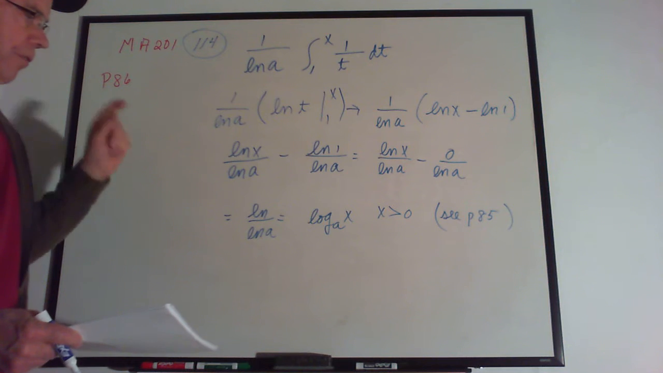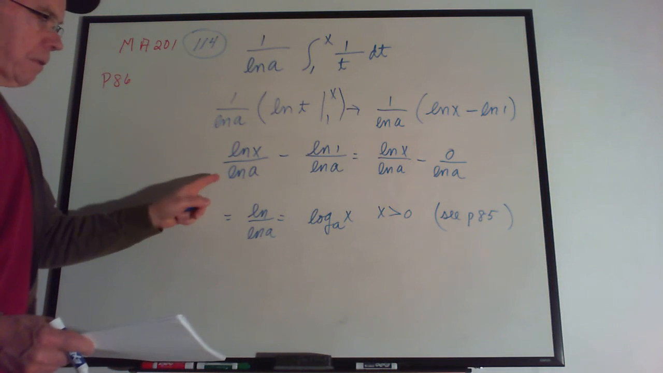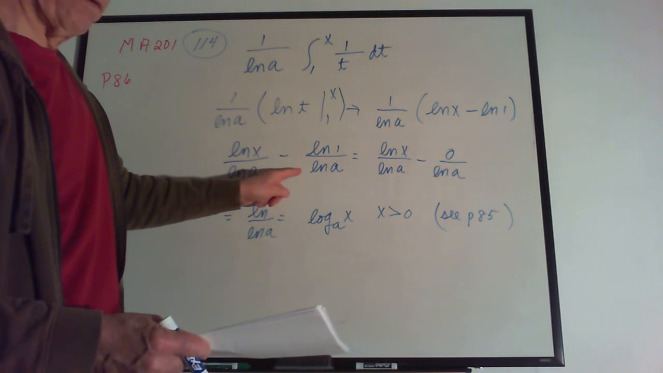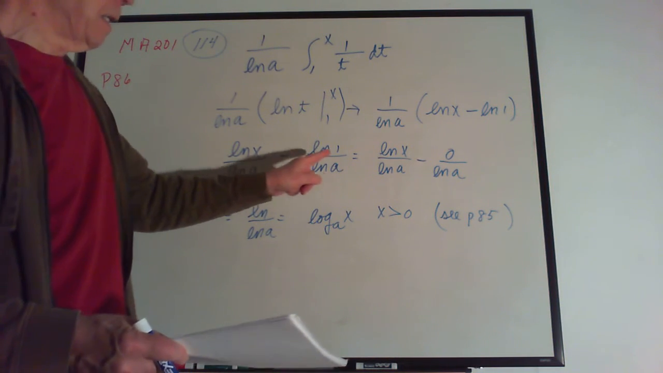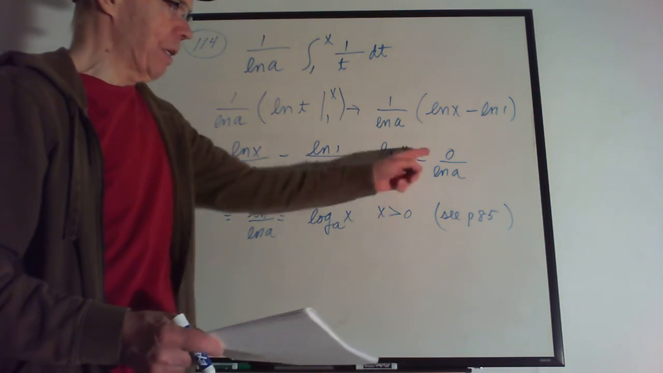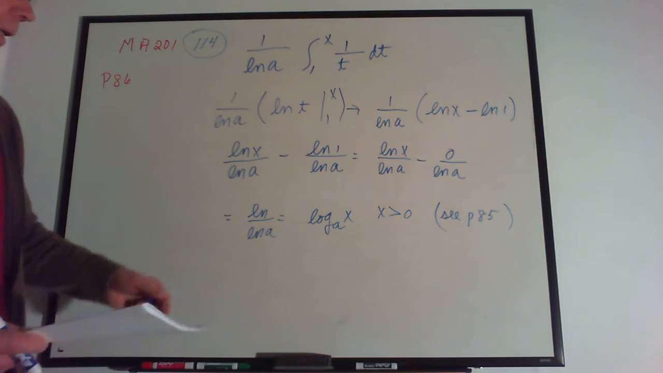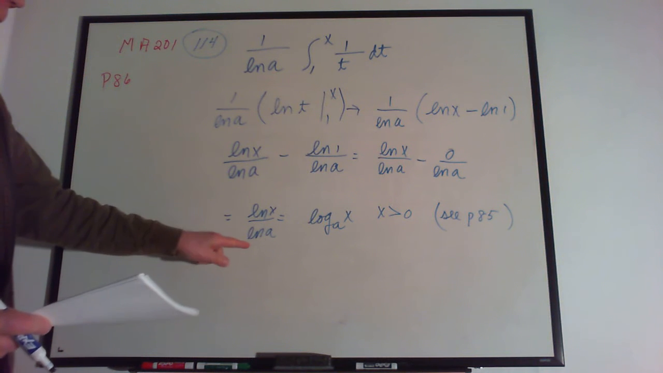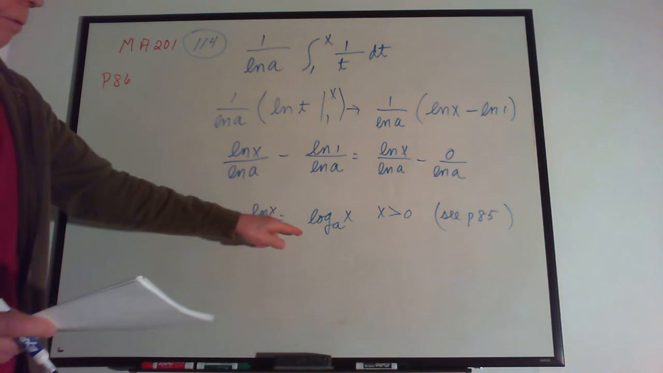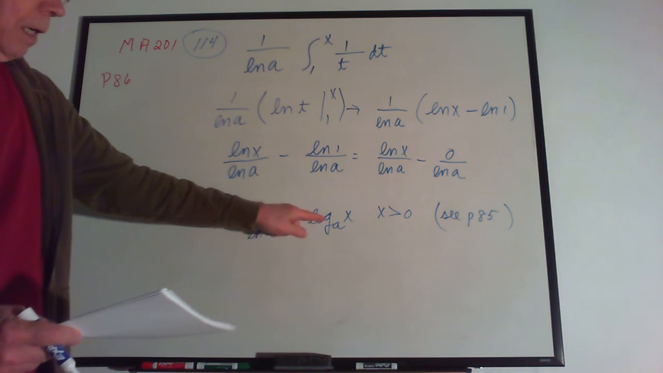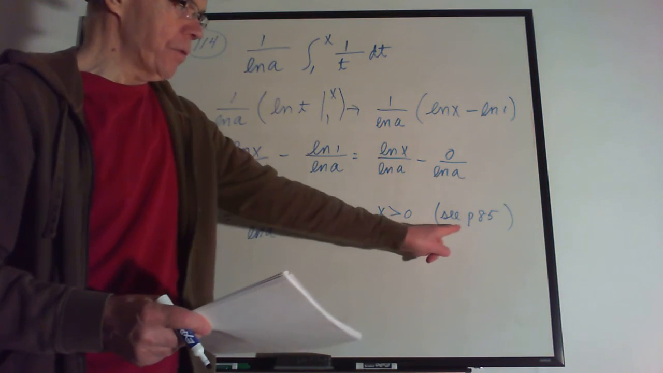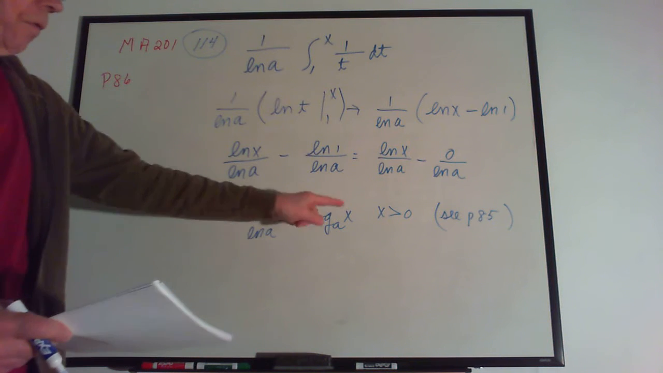You multiply through, you're going to get natural log of x over natural log of a minus natural log of 1 over natural log of a. Natural log of 1 is 0. So you end up with, this should have an x here, natural log of x over natural log of a, which is equal to log base a of x, with x being greater than 0. If you see page 85, you'll see this formula down here.